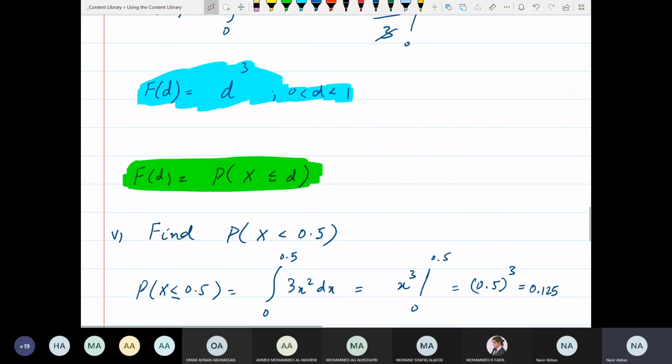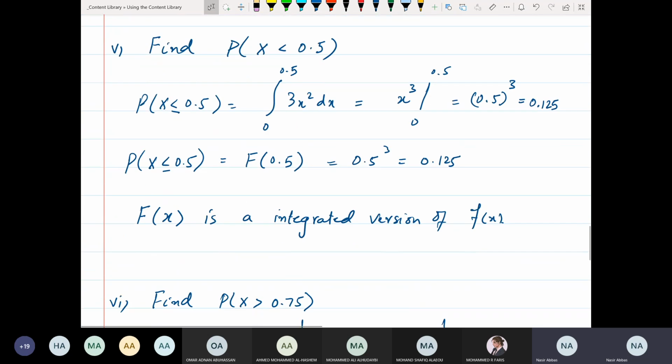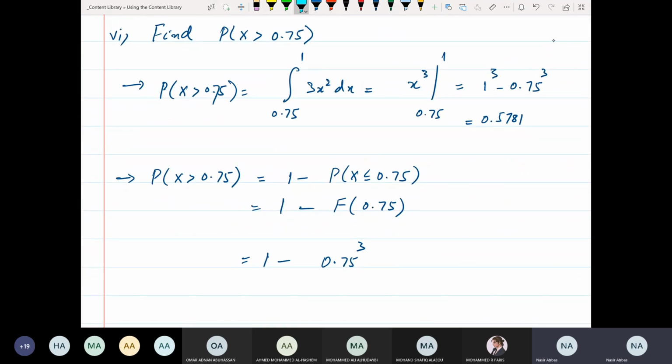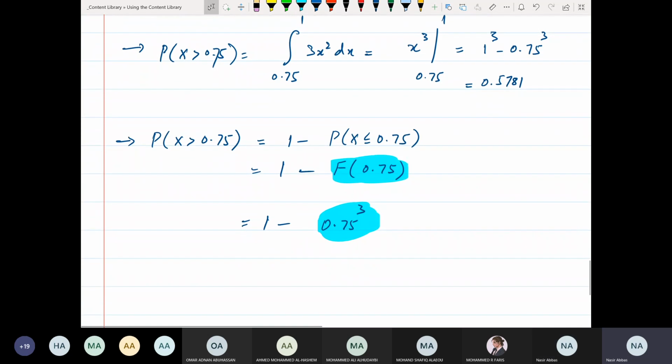According to this blue highlighted thing, capital F of something is equal to something cube, for this specific question, for this probability density function. So I made use of that. I made use of this blue thing here. Capital F of anything is anything to the power 3. So that will be simply 0.5781 again. Same answer, but you avoided integration here.